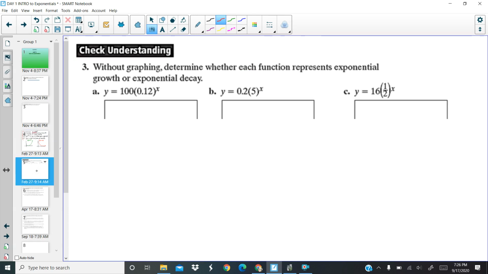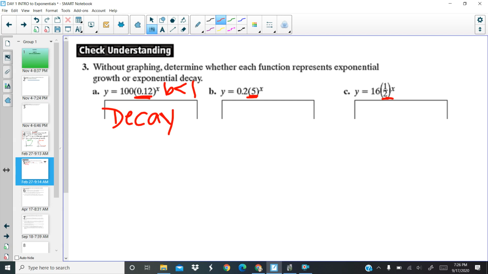But first, we're going to do these examples. It's asking you, without graphing, to determine whether each of these equations is exponential growth or decay. To do that, you're going to have to look at the b value in each of these. In the first one, b is less than 1. And if it's less than 1, then you automatically know that it's exponential decay, because whatever you have is going to be getting smaller.